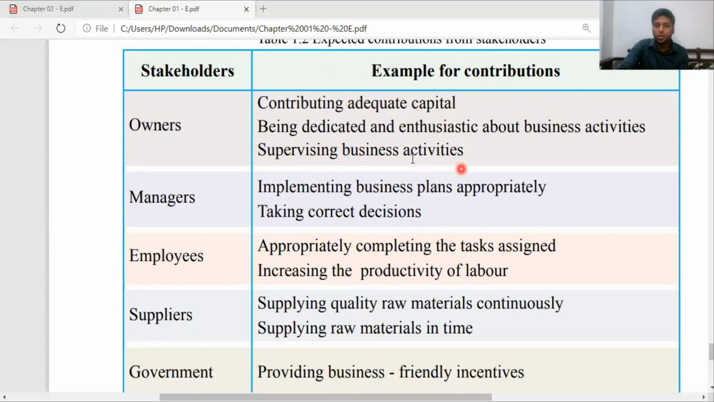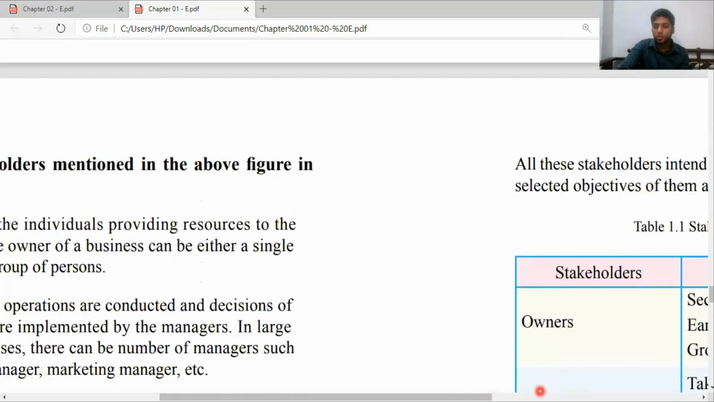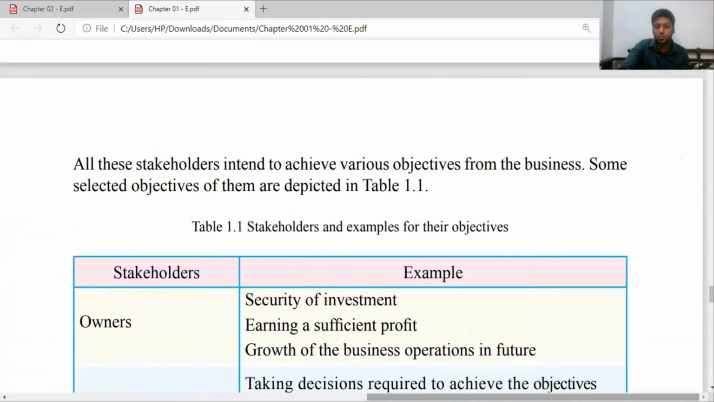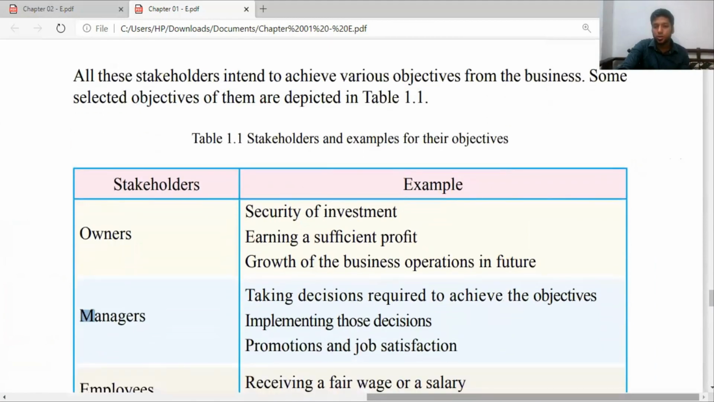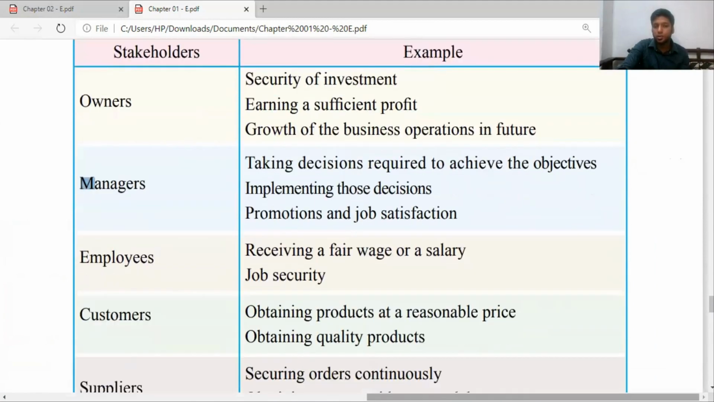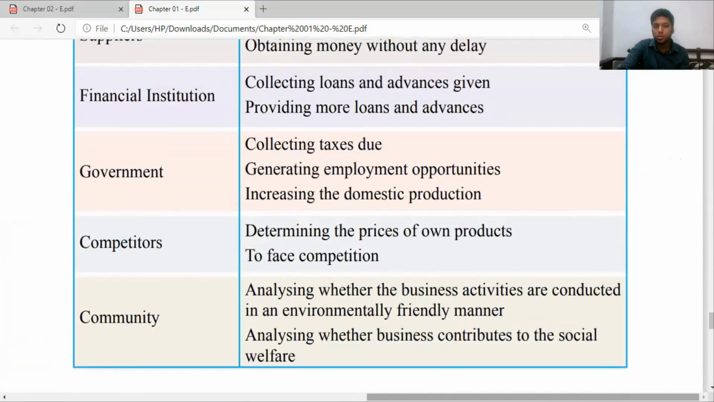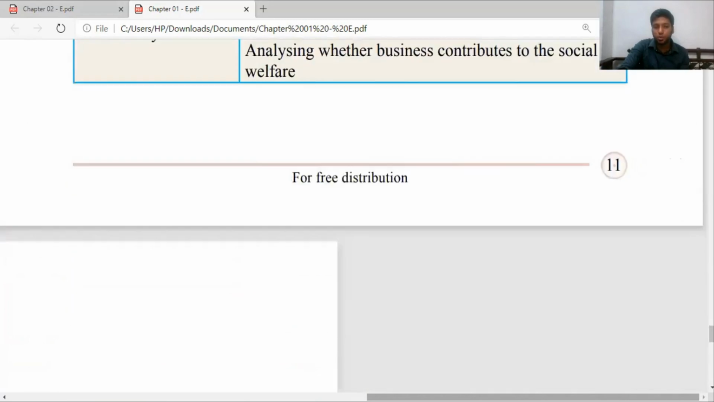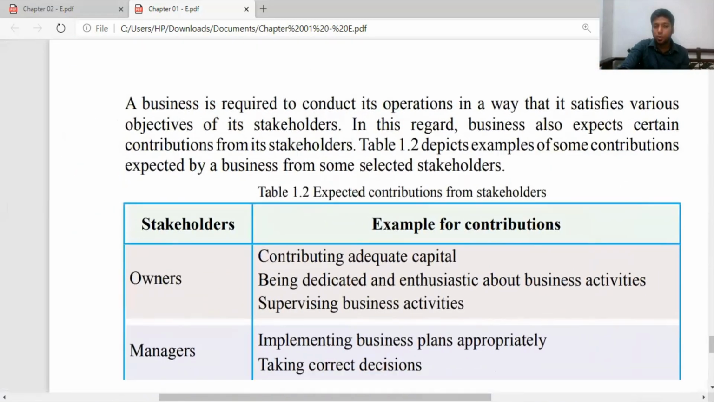So contribution also, you can say, what are these? What are the main roles a person is doing in a company? It can be like objectives also, the same thing which we spoke about in objectives. If you see the objectives, there it's also certainly the same, but they have some sort of return, security of investment, earning sufficient profit. This is the individual's objective.